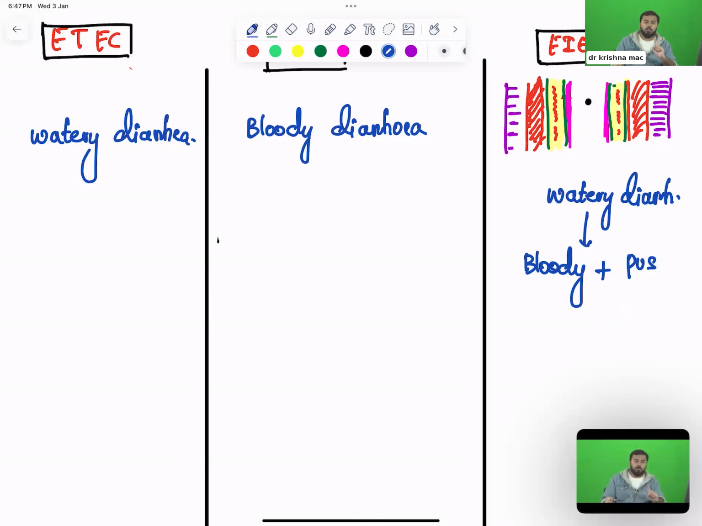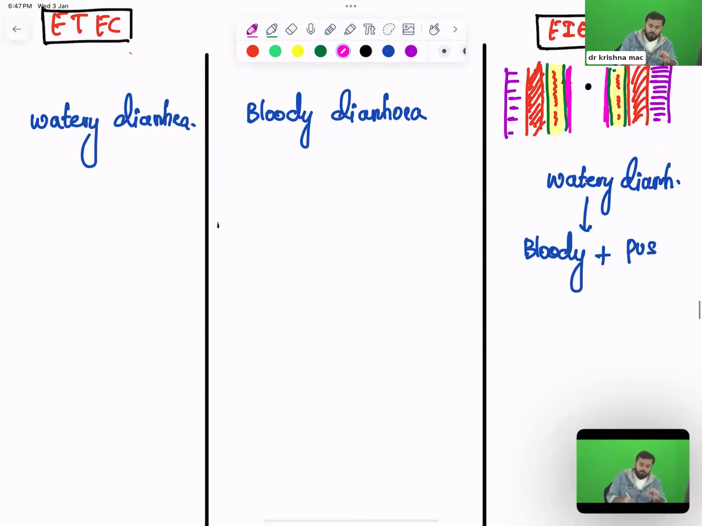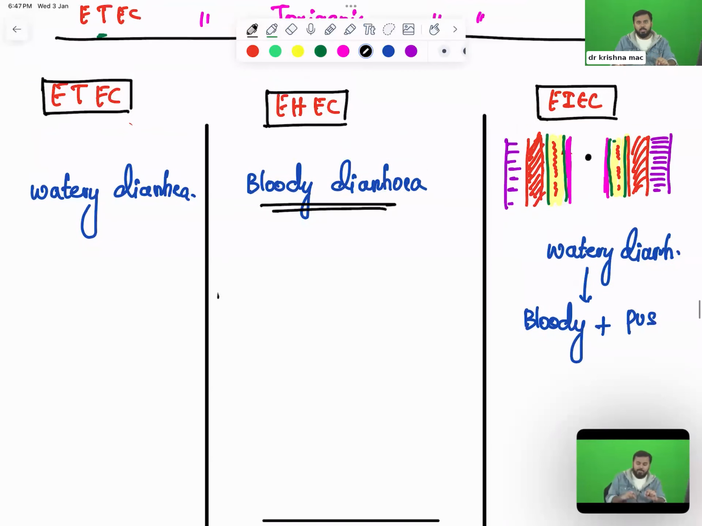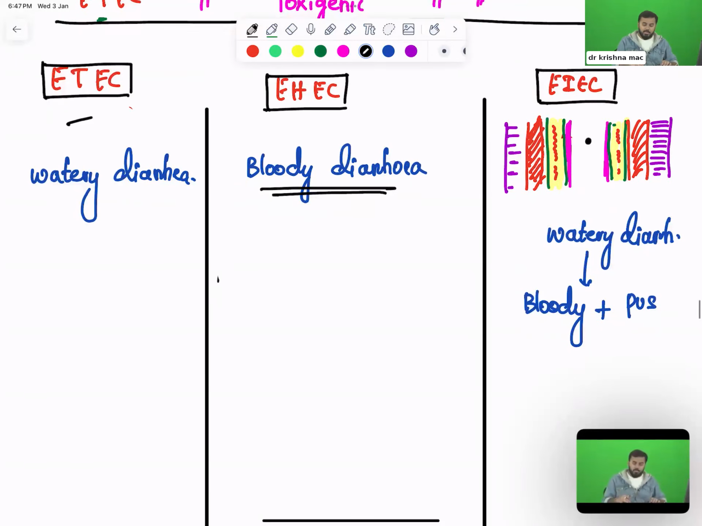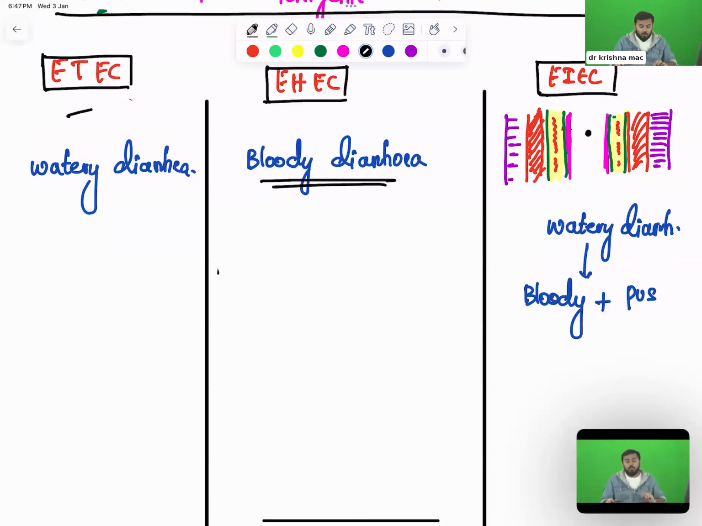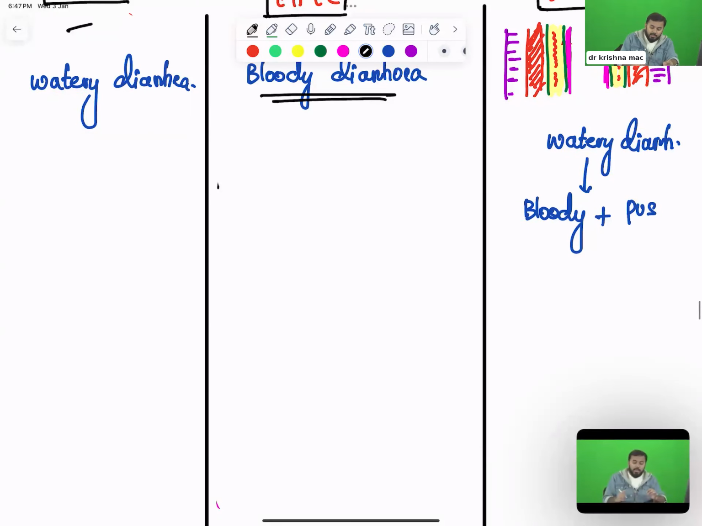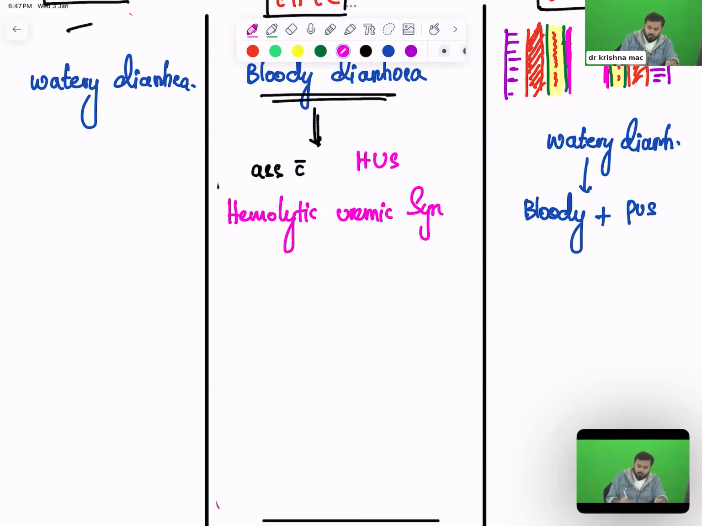Right. Now, the next important thing, and all the time the question is asked from this part. Mostly the question is asked from enterohemorrhagic E. coli. They usually rarely ask about toxigenic and invasive, but most of the time they ask regarding the enterohemorrhagic. Why? Because enterohemorrhagic E. coli is associated with HUS, in the sense hemolytic uremic syndrome.